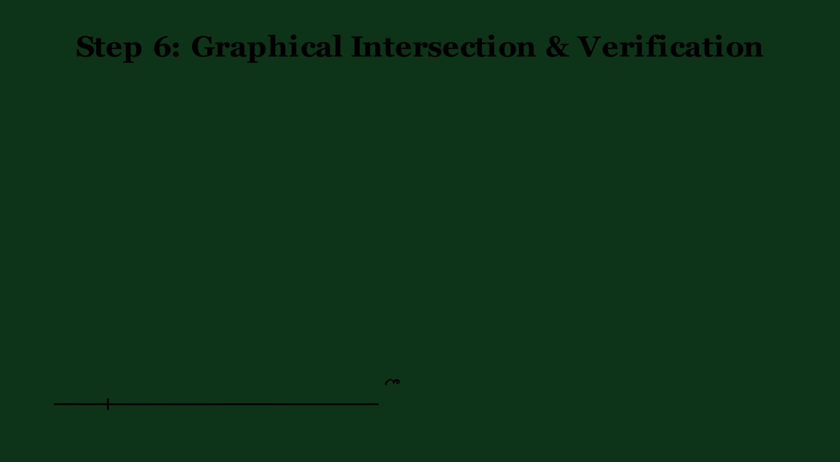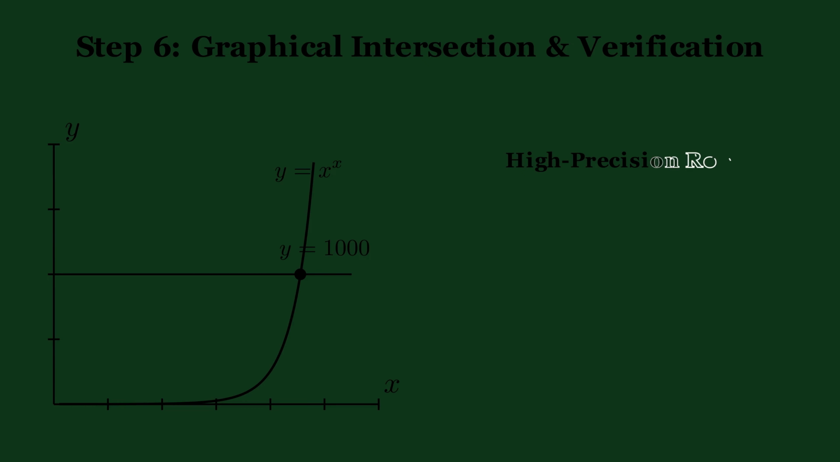Visually, we can see this beautifully on a graph. The curve y equals x to the power of x climbs incredibly fast, but it crosses the horizontal line at exactly y equals 1000 right at our numerical point of 4.553.